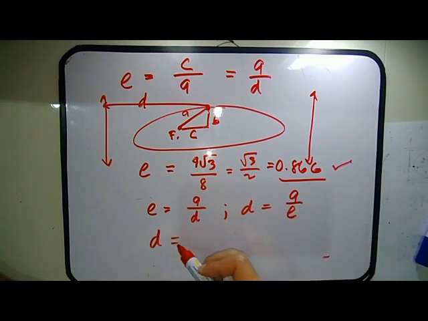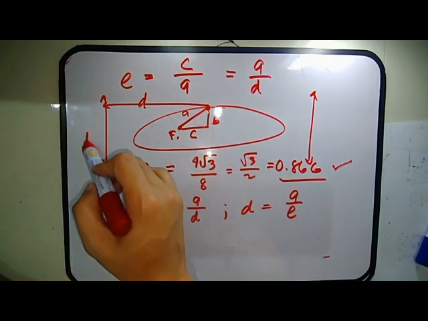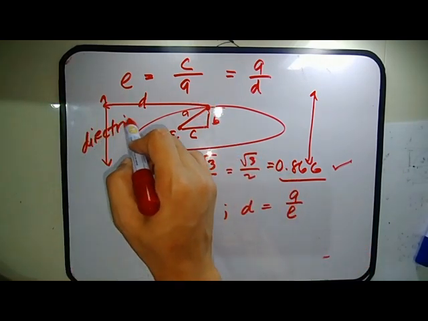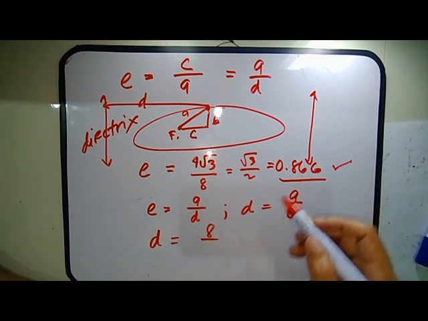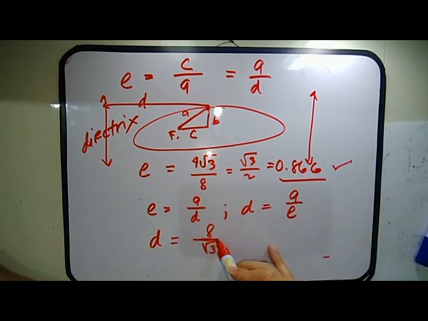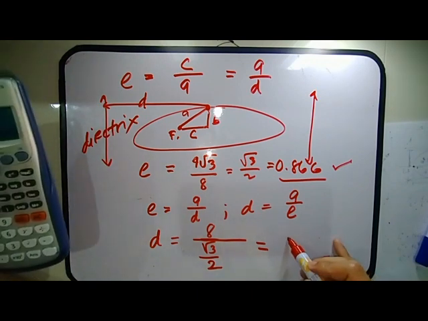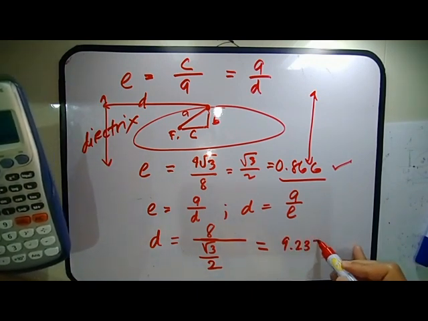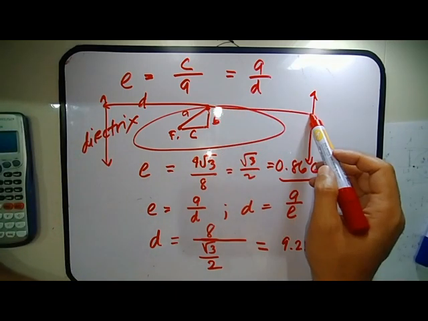So the d, the distance from the top of your minor axis to the directrix, is equal to a over e. Our a is 8 over e, which is the square root of 3 over 2. So that is equal to 9.2376. So we can find the equation of the directrix.